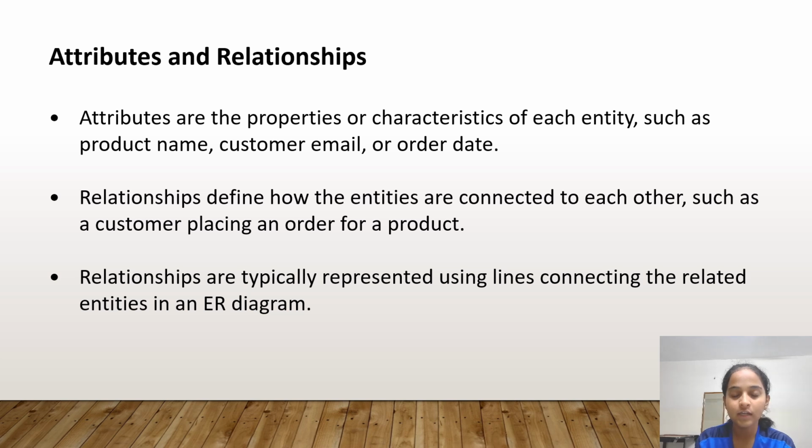So, attributes and the relationships. Attributes are the properties or characteristics of each entity, such as product name, customer email, and order date. Relationships define how the entities are connected to each other, such as a customer placing an order for a product. Relationships are typically represented using lines connecting the related entities in an ER diagram.